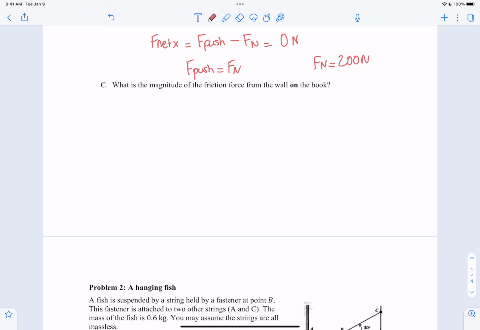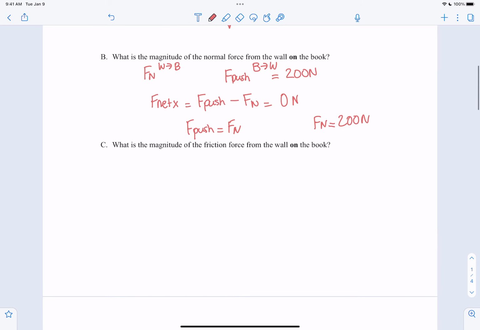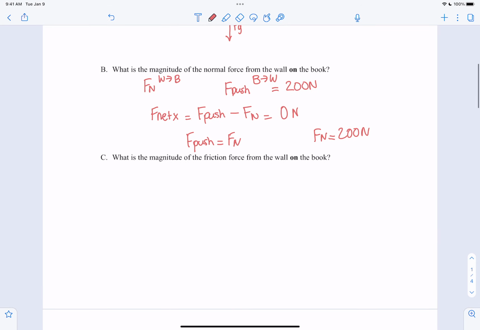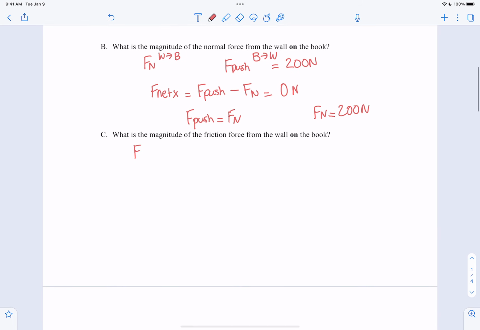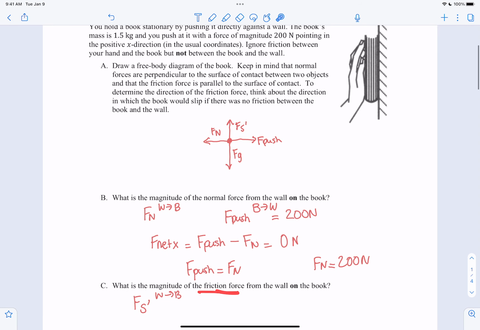So part C now is asking what is the magnitude of the friction force from the wall on the book, right? So we want to figure out static friction force, wall on book, right? So if we are asking about the friction force, what direction are we looking at here?